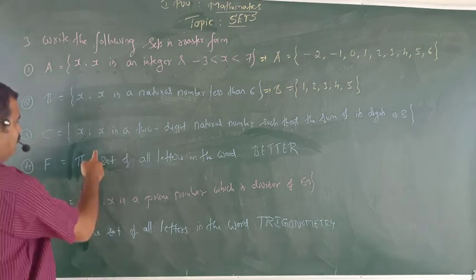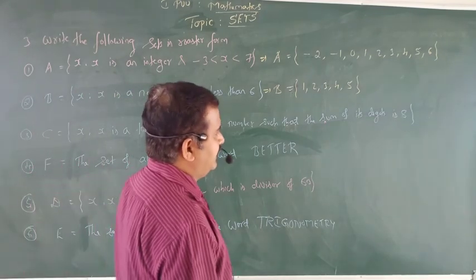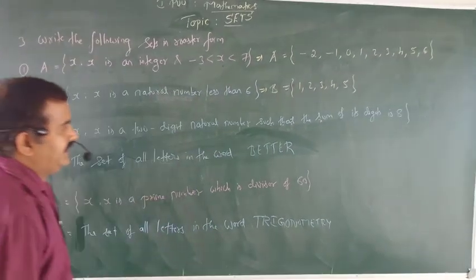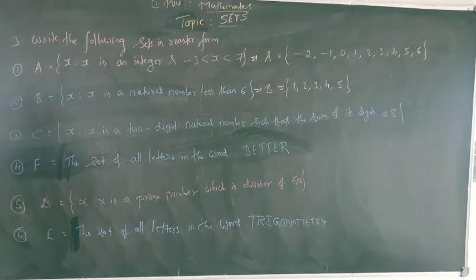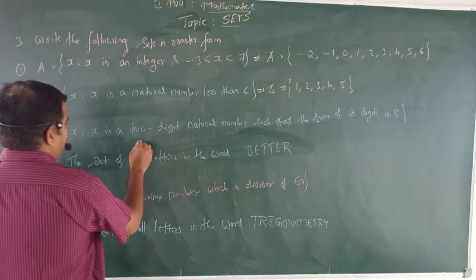Let me go for one more. Let's say it is a 2-digit natural number such that the sum of its digits should be 8. If you add both digits you should get 8. So you can go for it like this.